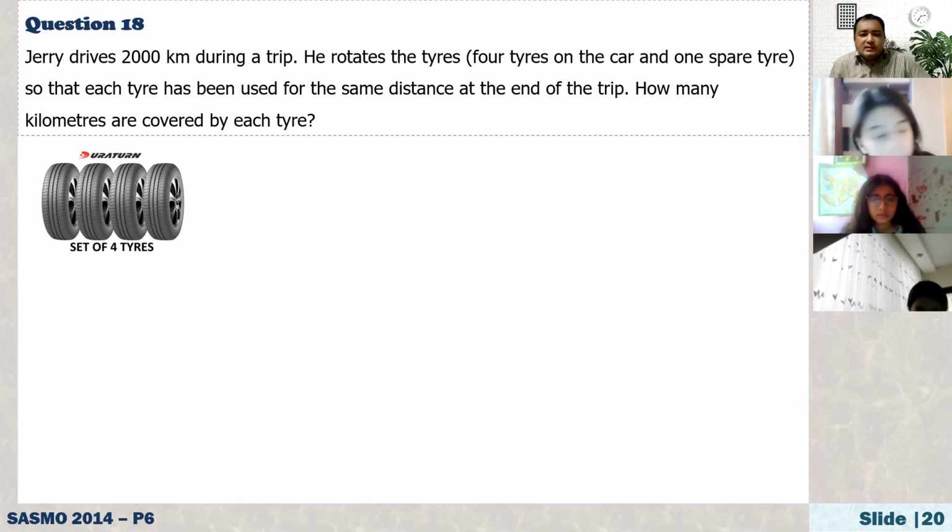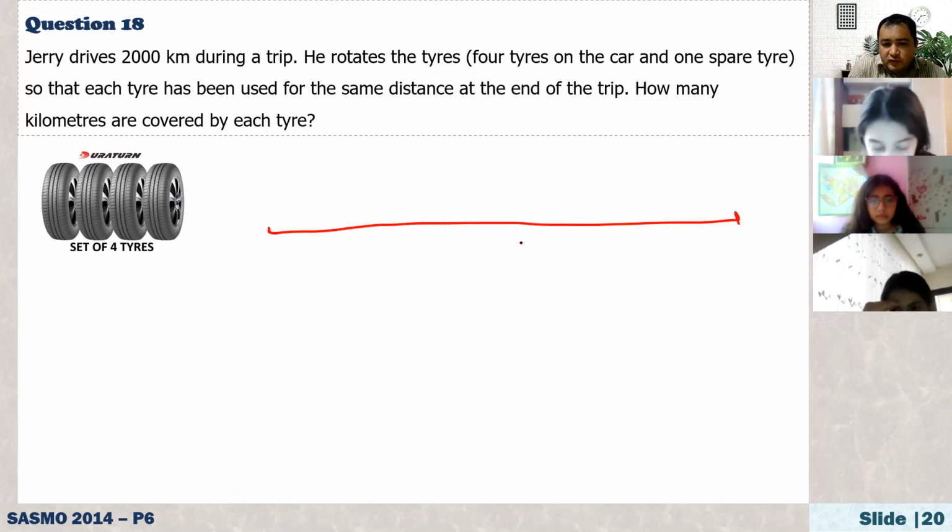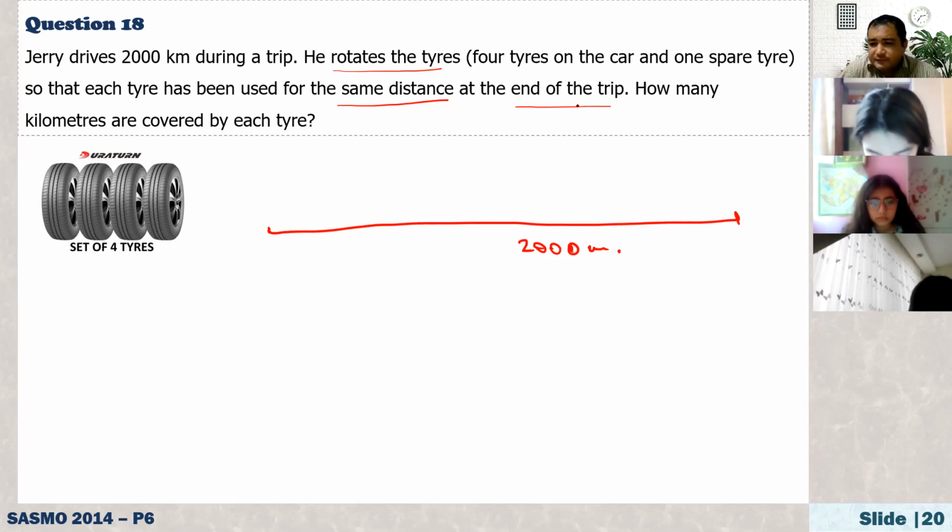So the question is, here, that is our distance. You're going to travel that 1,000, 2,000 kilometers. It says that he rotates the tires, 4 tires on the car and 1 spare tire, so that each tire has been used for the same distance at the end of the trip. How many kilometers are covered by each tire? Since we have 5 tires, that's a math question.